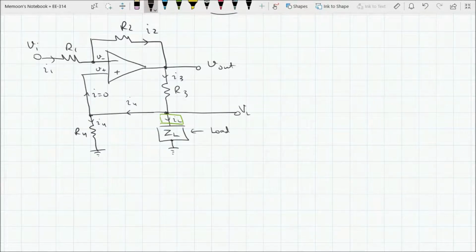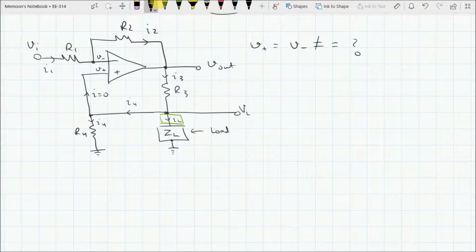Now let's try to derive this relationship. First, let's see what is the value of this V plus and V minus. Is it 0? No, because both the positive and negative terminals are not grounded. If even one of them was grounded, we know that V positive is equal to V negative. So if even one of them was 0, the other one was automatically 0 as a virtual ground. But this is not equal to 0, and this is equal to what? Let's find out. And for that, we'll have to solve this circuit.